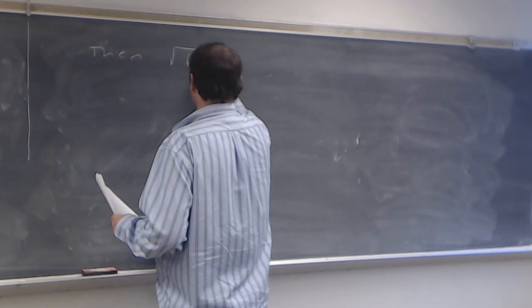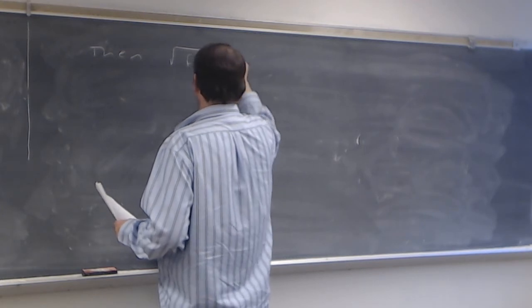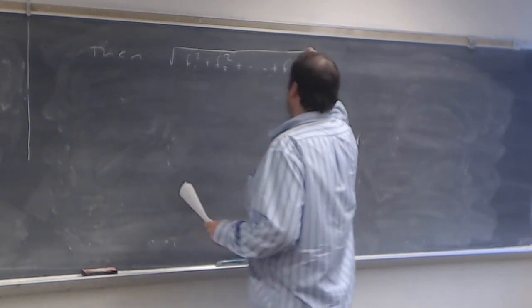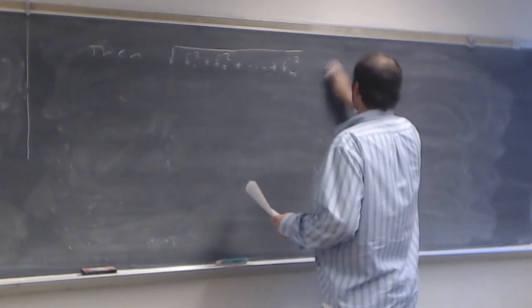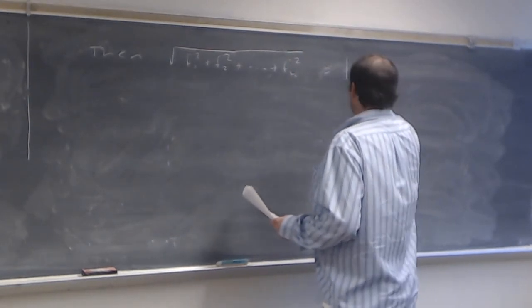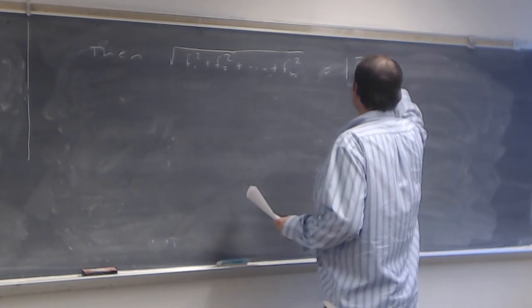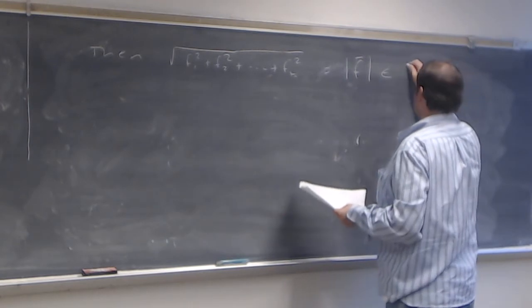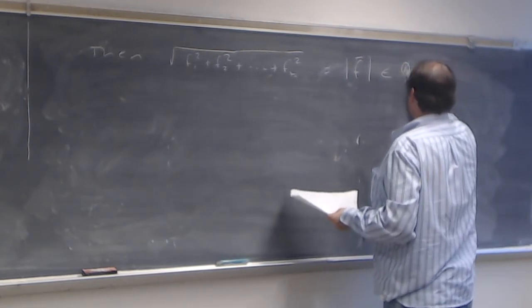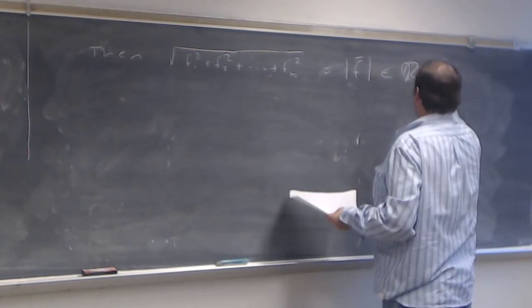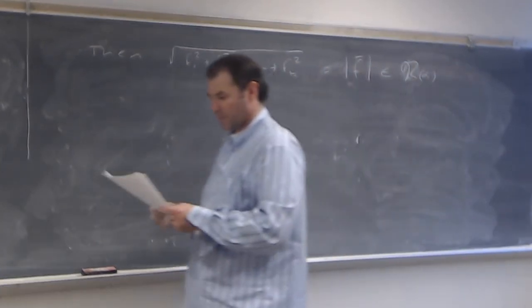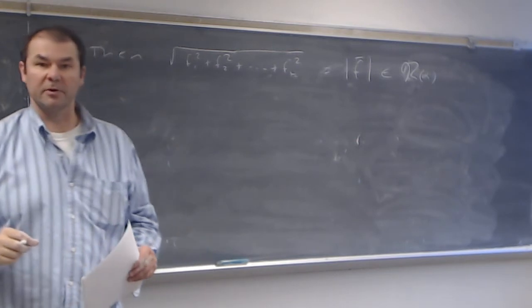f sub 1 squared plus f sub 2 squared plus f sub k squared. That is, what that is, is the norm of f bar. Okay? This right here is Riemann integrable on this interval, making the norm of f bar be Riemann integrable on this interval. And so that's part of what we wanted to prove.